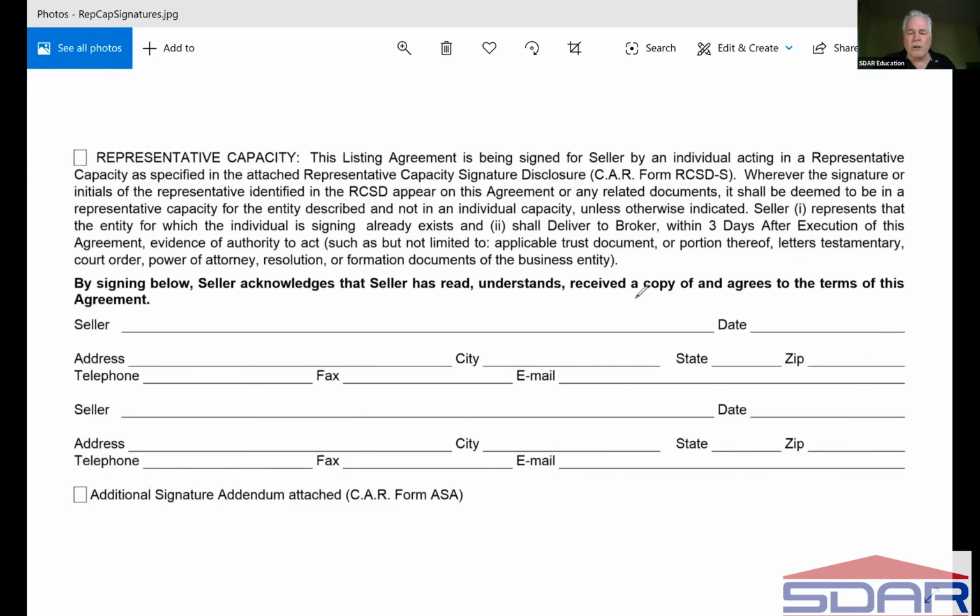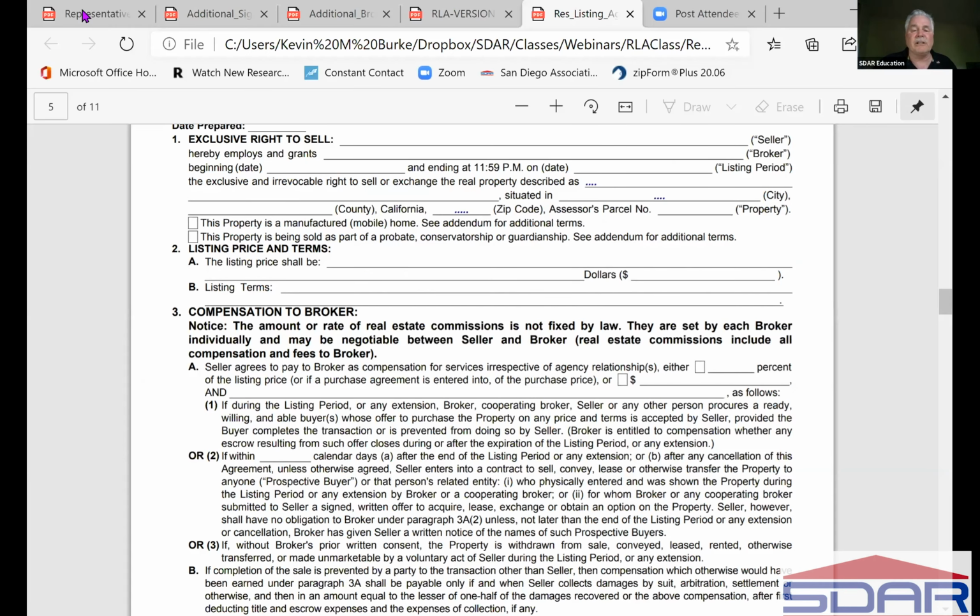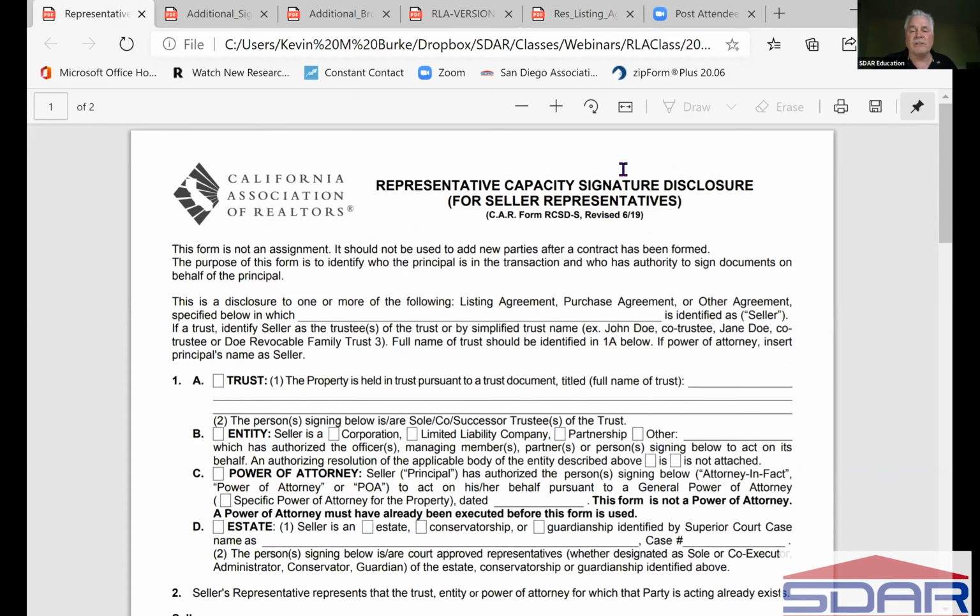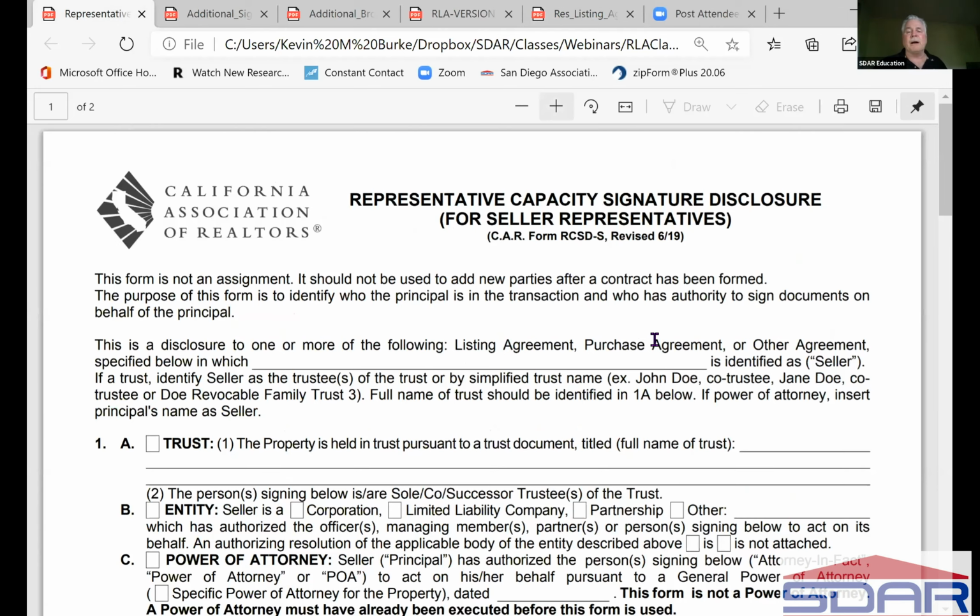Now what I want to do is pull up that document for you so that you can see what it looks like. So let's take a look at, he says with confidence, here we go. I want to take a look at my representative capacity signature disclosure. And here it is. I'm going to move this up out of the way a little bit and increase the size of that a little bit. Okay. Now here's my document.